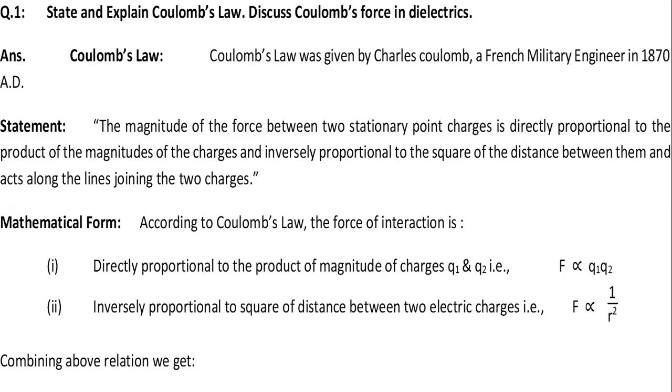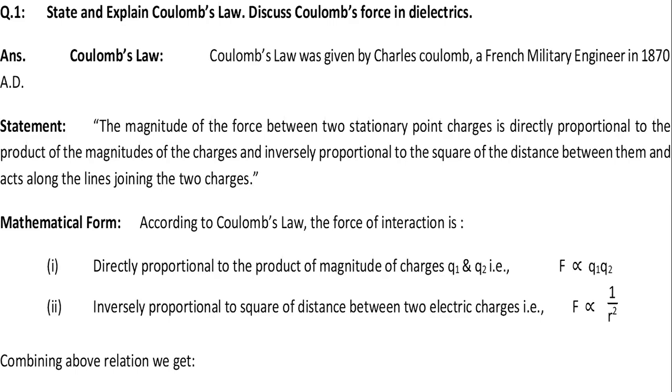The statement of this law is that the magnitude of the force between two stationary point charges is directly proportional to the product of the magnitude of the charges and inversely proportional to the square of the distance between them, and acts along the line joining the two charges. Keep in mind that two stationary charges are considered, because the chapter in which we are studying Coulomb's law is electrostatics, and we study charges at rest.